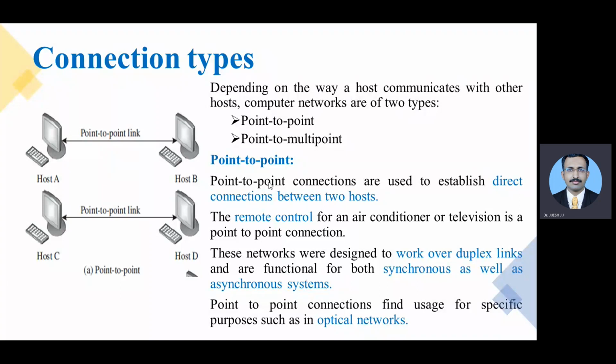So you can say that point to point connections are used to establish direct connectivity between two hosts. Here you can see A and B, so you are directly connecting to each other. That is point to point connection. The remote control for the TV is an example of point to point connection. Then you can also say that the networks were designed to work over duplex links and synchronous systems, and point to point connections can be used in some of the optical networks.